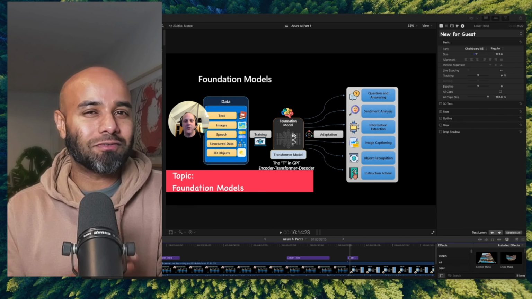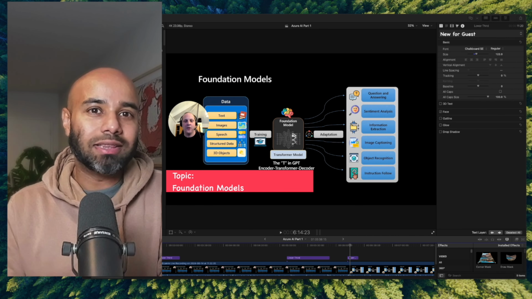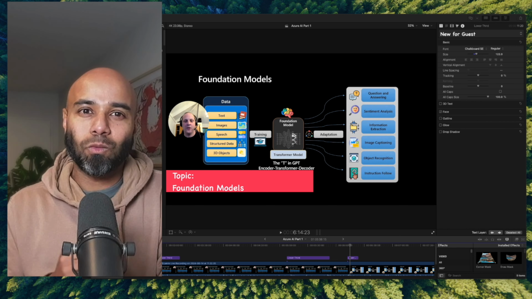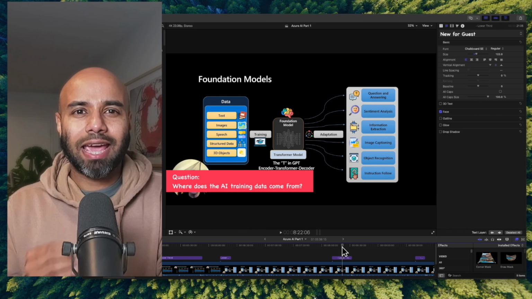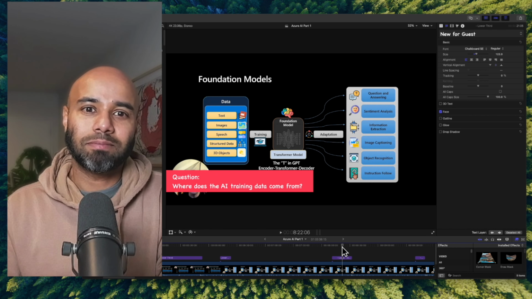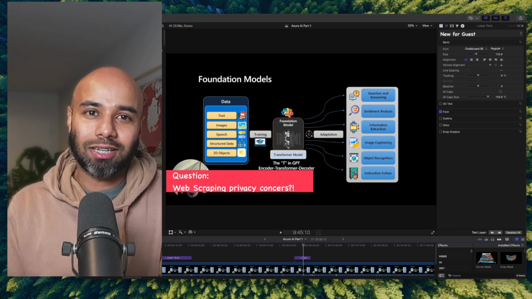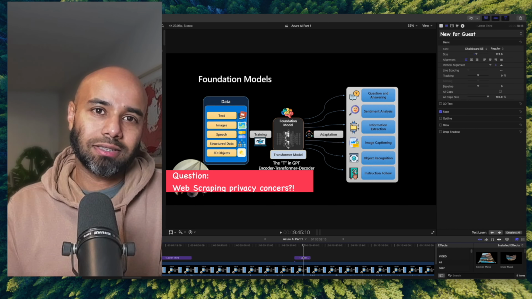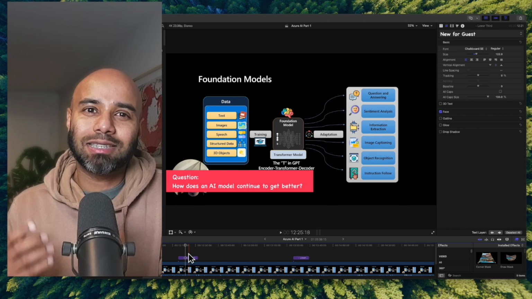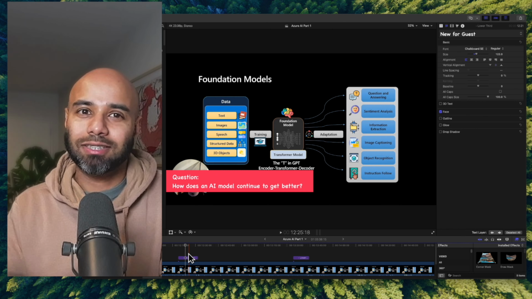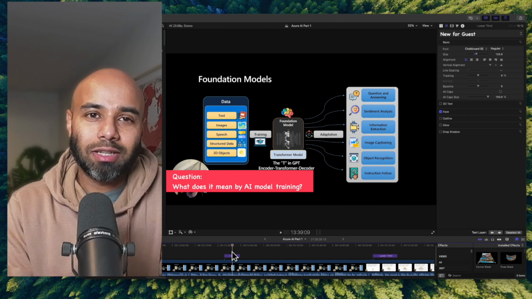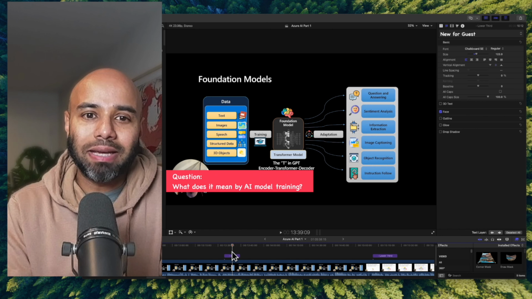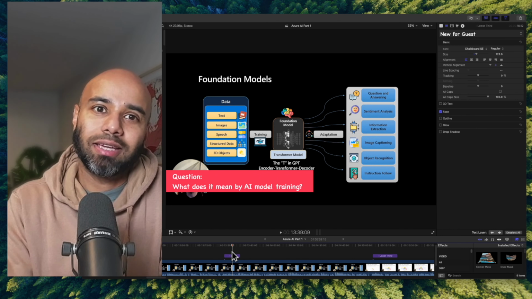All right, so that was a fascinating section. Now, in this section, Daniel is going to explain what is a foundation model, and we are going to look into where the AI gets the training data from, and Daniel is going to help us understand when AI models use these training data, does it pose any privacy concerns? Then we are going to learn about how these AI models continue to get better, and we are going to finish off this section with understanding what it means for an AI model to be trained.